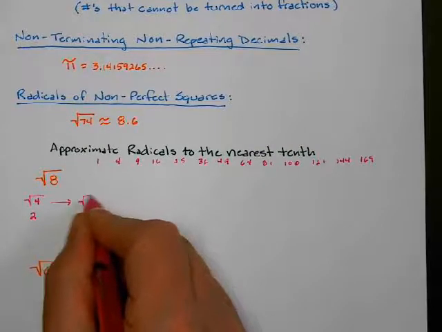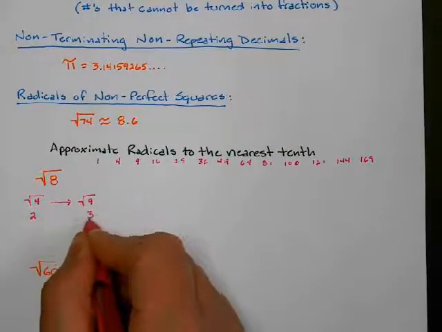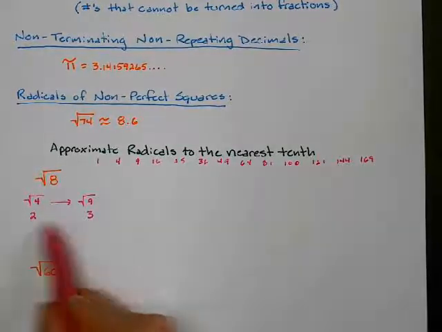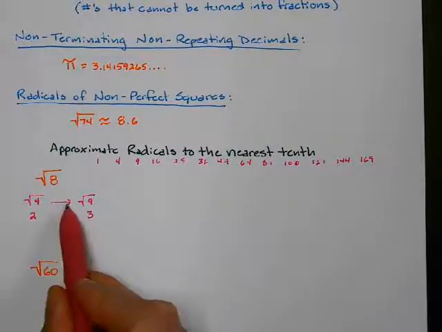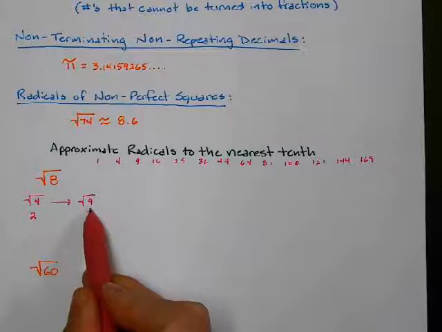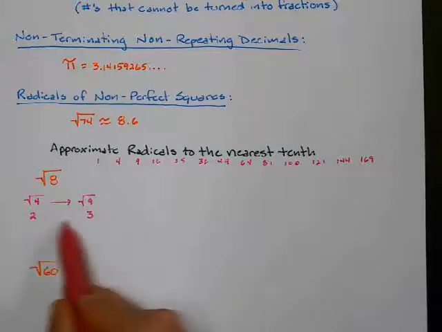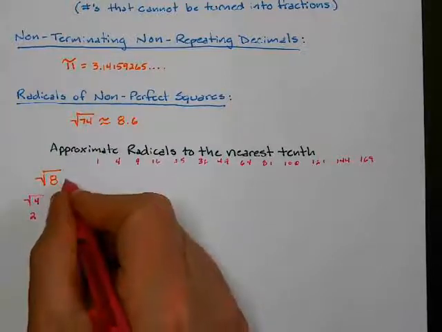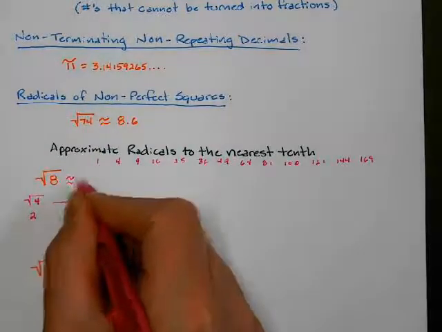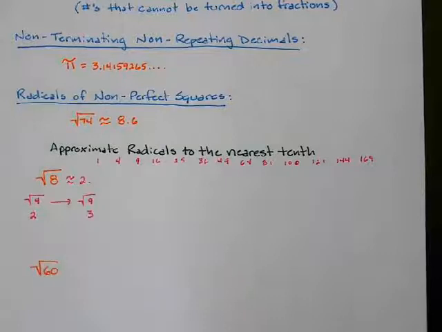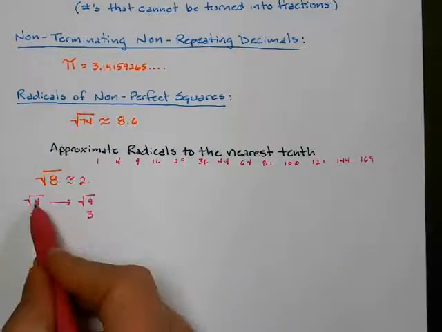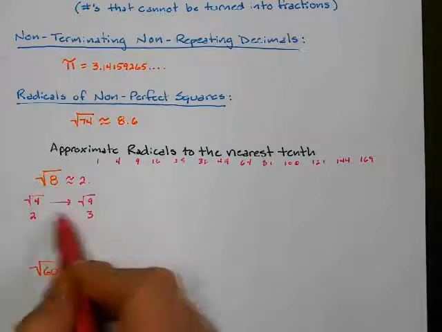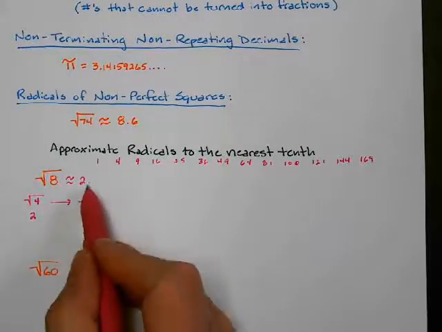So that's telling me that the square root of 8 is between 2 and 3. And it looks like it's closer to 3 than it is to 2. So I'm going to say that this is approximately 2 point something, because root 4 is 2, root 9 is 3, root 8 has to be between root 4 and root 9. So it's 2 point something. And now we're just going to figure out how we can find out.